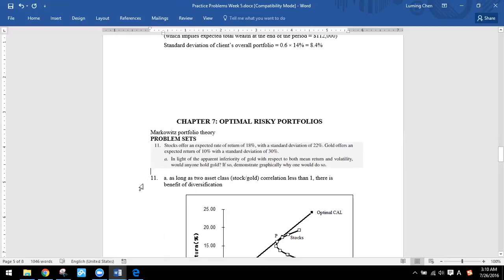So apparently gold has lower expected return and higher standard deviation, which is higher risk. So if we choose between stock and gold, there is no doubt that I will choose stock over gold. But now we need a portfolio.